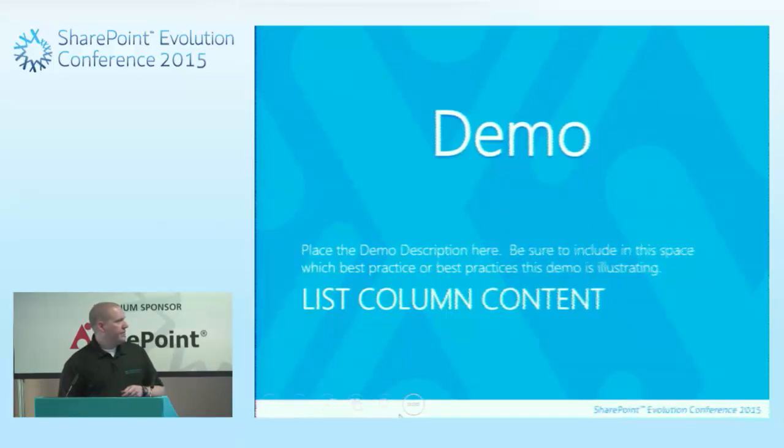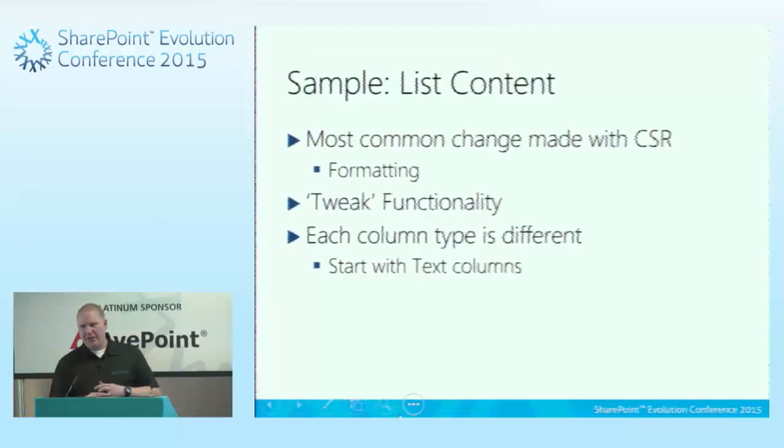All right. List column content. This is probably the most common thing you're going to do. This is where I just want to go in and make something bold, change the formatting, use some HTML to play with it a little bit. Pretty straightforward, pretty easy. I just want to tweak the functionality. I don't necessarily want to rewrite some custom stuff.